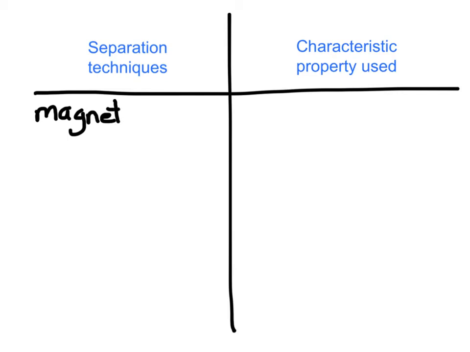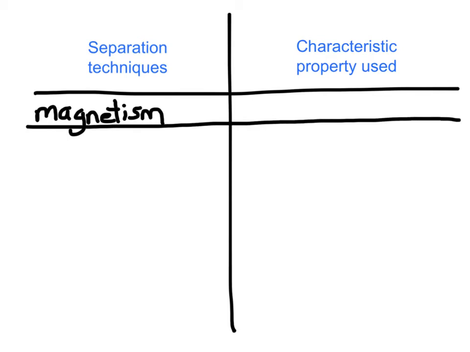Let's say you have a mixture and it contains a magnetic metal, like iron. Well, the easiest way to get that magnetic metal out of the mixture would be to use a magnet, right? And pull that iron away from everything else. So that's kind of like the simplest separation technique we have. And the characteristic property that's being used is also called magnetism. Just wanted to get that one out of the way.